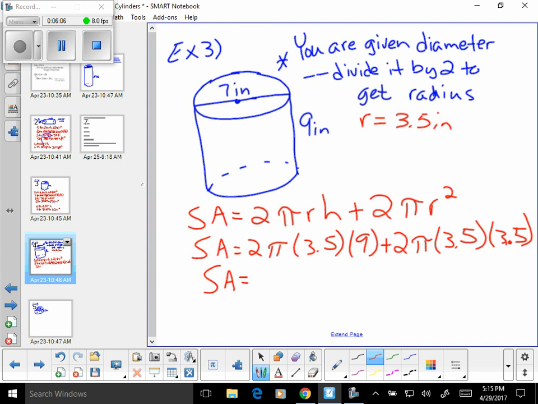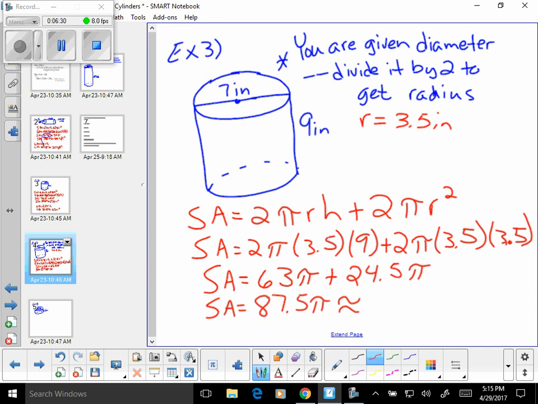2 times 3.5 is going to give me 7, and 7 times 9 is 63 pi. 2 times 3.5 is going to be 7 times another 3.5. Yes, use your calculator if you have to. It's 24.5 pi. Now we can add them. We will get 87.5 pi. Now get that calculator out. Take 87.5 times your pi key, round it off, 275 inches squared.